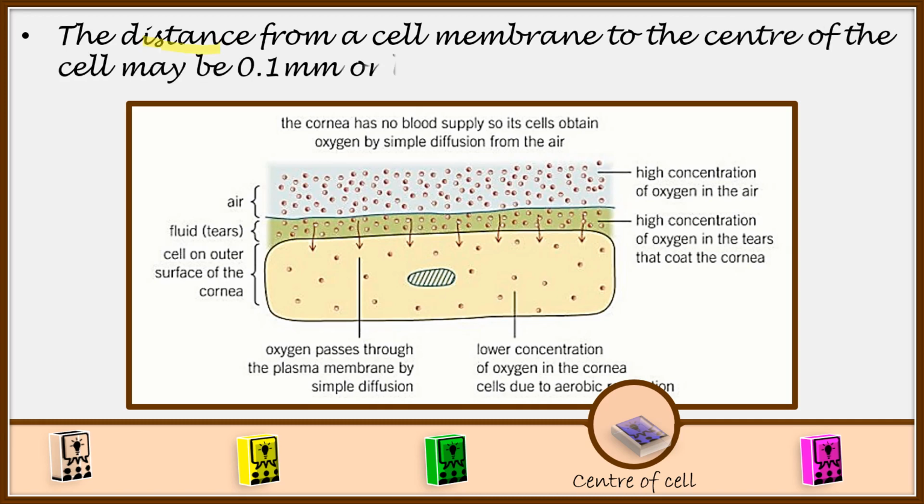The distance from a cell membrane to the center of the cell may be 0.1 millimeter or less. That is, from the cell membrane to the center of the cell, that's where we are having 0.1 millimeters. So that is a smaller distance, and over that distance diffusion is possible.